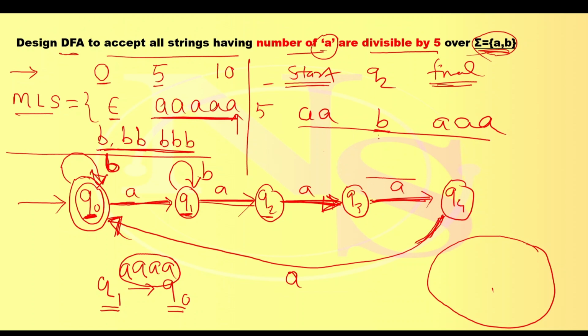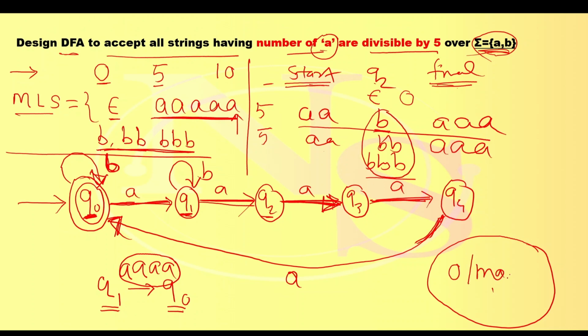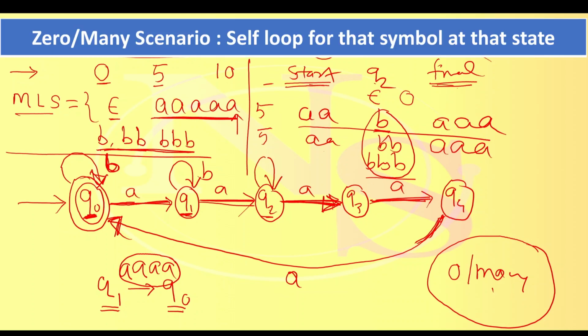Is Q2 looking for 1 B, or is double B also allowed? Double B is also allowed. Triple B is also allowed, because the number of A's will be 5 only. Starting to Q2, 2 A's. Q2 to final, 3 A's. Here the number of A's is not going to change. So again it is a similar kind of scenario. Q2 is looking for epsilon also, meaning 0 B's, or many B's also. Again there is a scenario of 0 or many. At which state? State is Q2. For which symbol? Symbol is B.